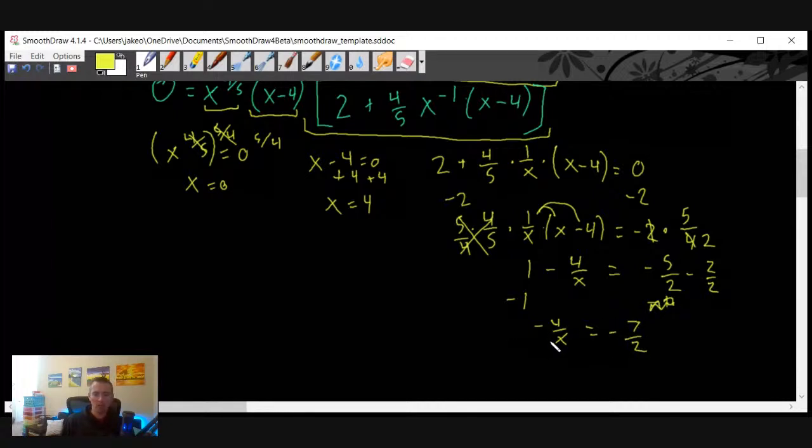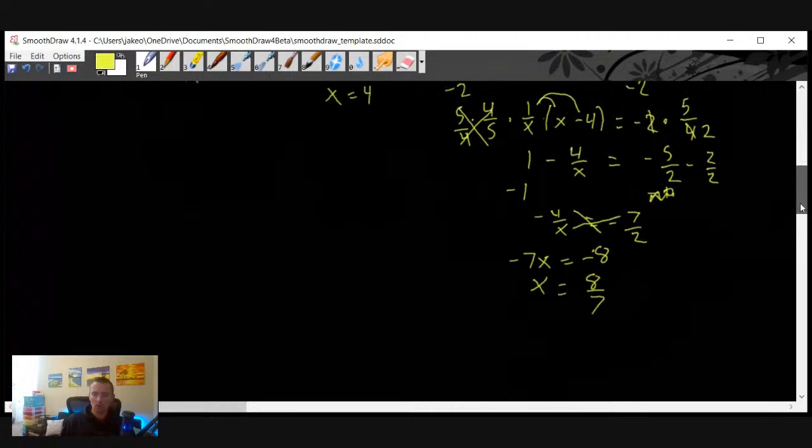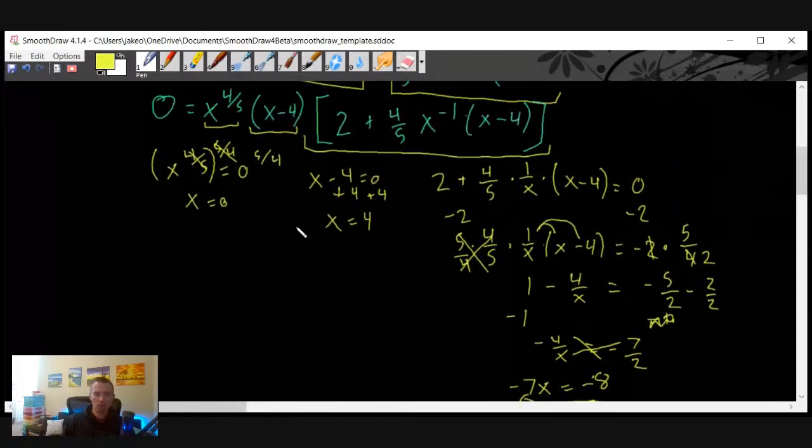And then what we can do here is we can kind of cross multiply. So we'll multiply the denominator of the left side times the numerator of the right side. So that'll be -7x. And then the numerator of the left times the denominator of the right. So that'll be -8. And then we can divide both sides by -7 to get x equals 8 over 7. So we have our 3 critical numbers, x equals 8/7, x equals 4, and x equals 0.